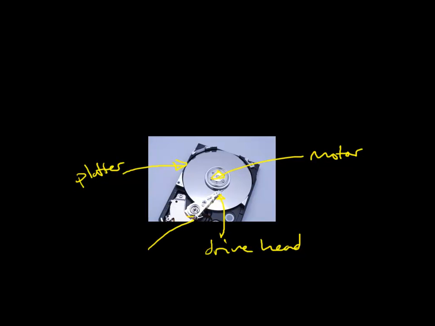So this part here is the platter. And this part here, right at the tip, is the drive head. And inside here in the middle, there is a motor. And this part that the drive head sits on, there is like a motor, but we call it an actuator, and this moves backwards and forwards so that the drive head can move across the platter here.